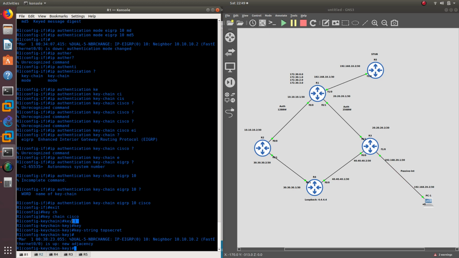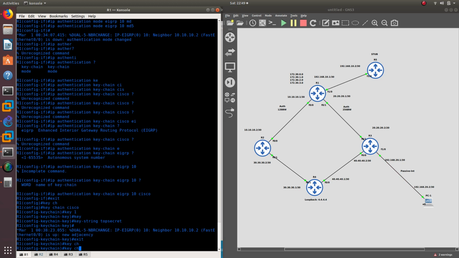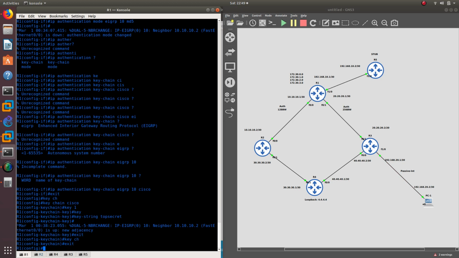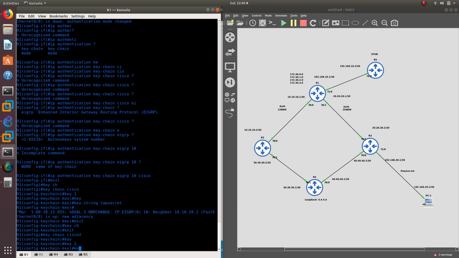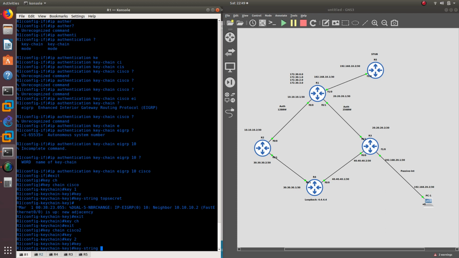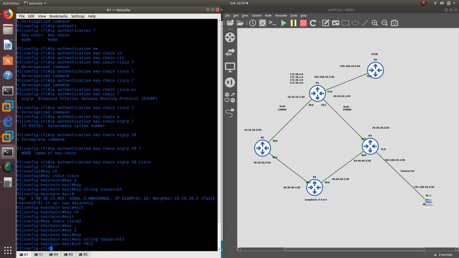So now let's stay here in router 1, and let's do another authentication mode. I'm going to use key chain number 2 now. So let's go ahead and exit. Key chain. Let's exit again. Let's do key chain, and let's call it Cisco 2, key 2, key string is top secret 2. Let's go ahead to interface FastEthernet 0/1.